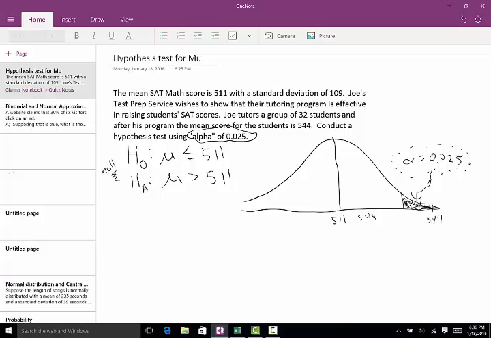Okay, so where is the 544? Well, first of all, that alpha, putting that in that tail, sets off a little chain of events. If you think about the normal curve, if alpha is 0.025, this area is 0.975, and that gives me a cutoff score in terms of Z. I'll show you that in a minute. It's 1.96.